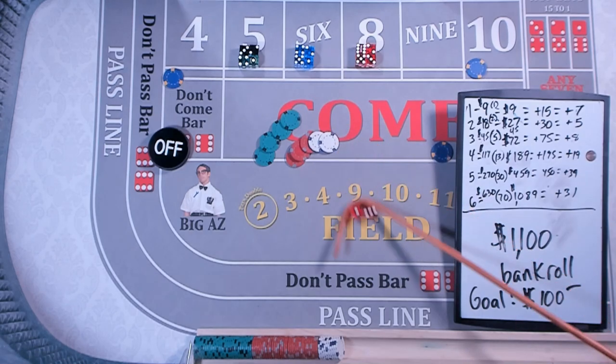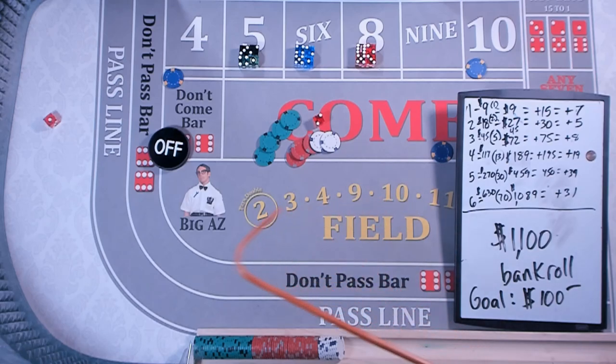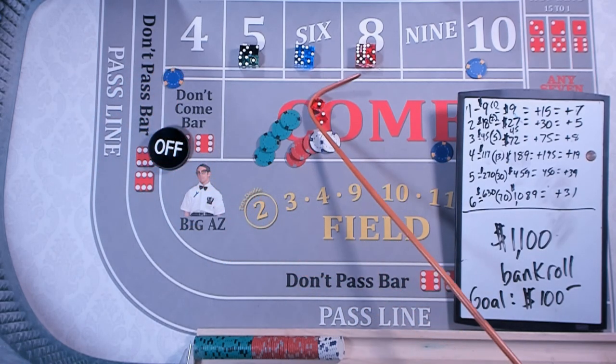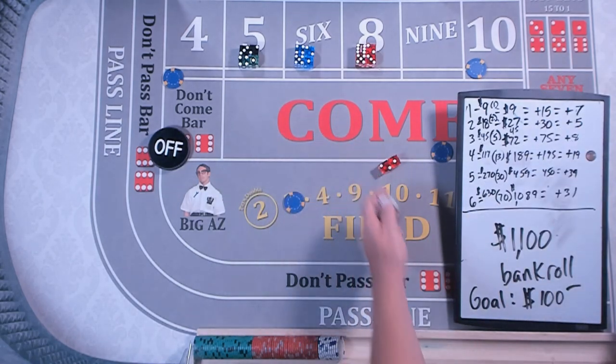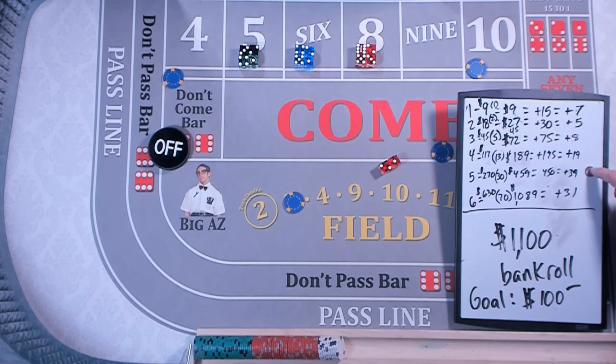Here we go. Dice are up. Ace deuce. Oh, no. Acey deucey. Well, that's my buddy today. Let's go. Wow, we lost. Uh-oh, now things are getting really sketchy. Here we go. Wow.